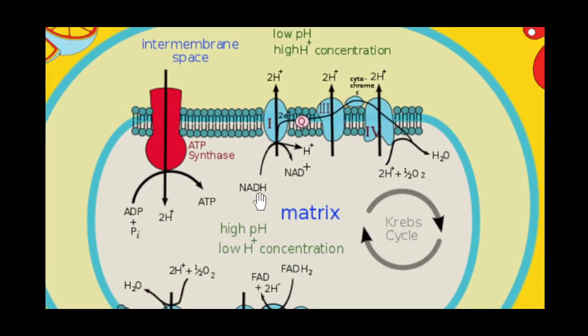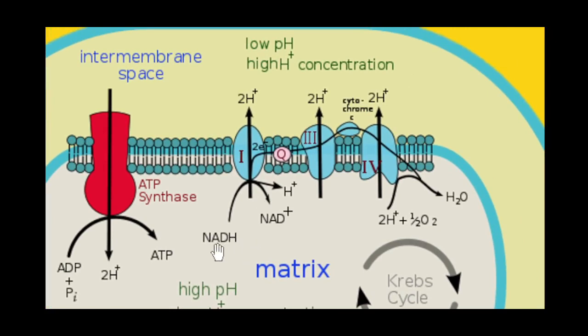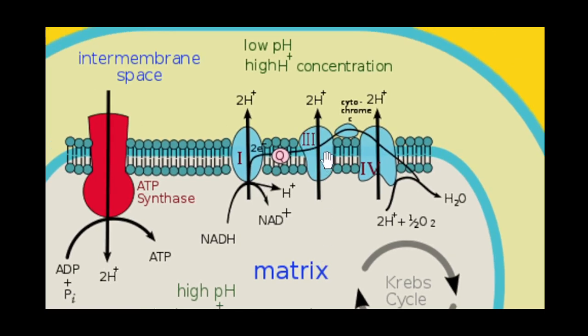Let us look at NADH first. Remember that NADH is an electron carrier, right? It will be oxidized, meaning that it will lose an electron. That electron will now travel through different electron carriers, the blue circles that you find. Once it does that, hydrogen ions will exit the matrix and go to the intermembrane space. Notice we have a high hydrogen concentration in this part. The electron continues to travel.